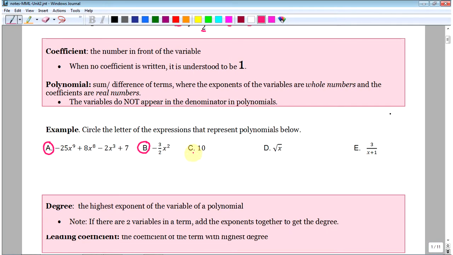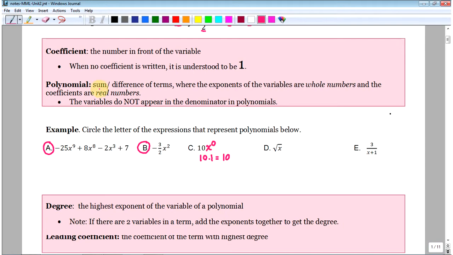Looking at C, this one looks a little strange because we just have a number. But if you wanted to write it in terms of a variable to make it easier to see in terms of our definition of polynomial, we can do that. 10 can be rewritten as 10 times some variable that we can call x to the 0 power, because anything to the 0 power is actually equal to 1. And 10 times 1 is just 10, which is what we started off with.